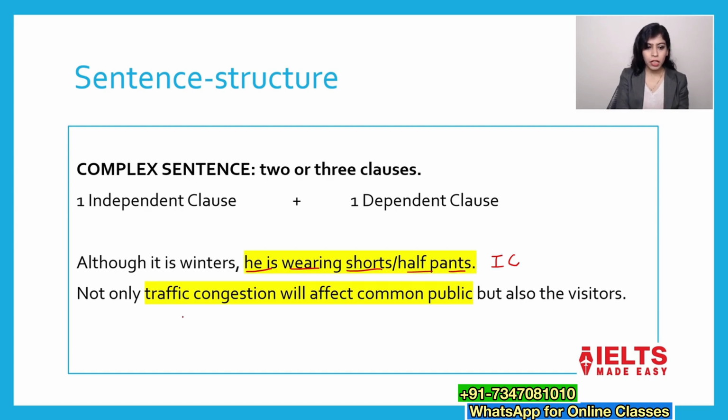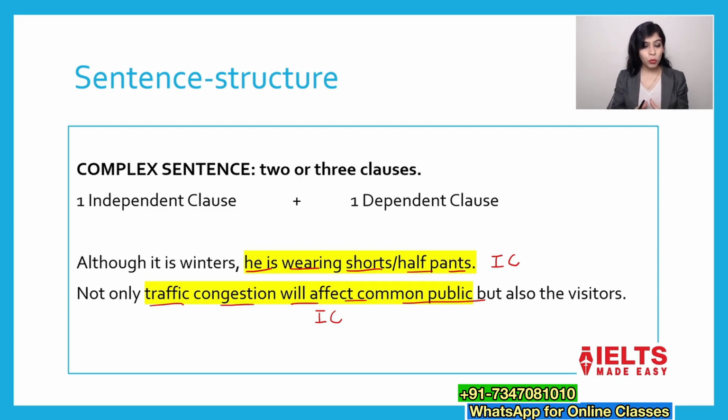In the second sentence, not only traffic congestion will affect common public but also the visitors. Now here, what are we saying? Just traffic congestion will affect common public. So we have this: traffic congestion will affect common public. This is again an independent clause. Why so? Because it has its own meaning. It is giving its meaning independently. But if you look at but also the visitors, the meaning is not clear. That's why the first is the independent clause.